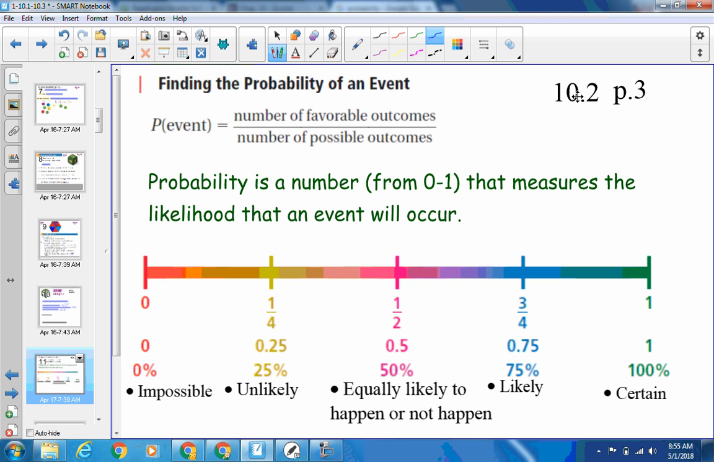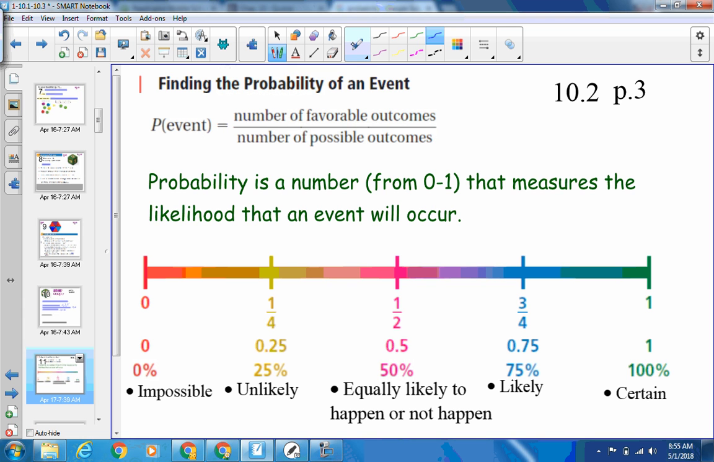Okay, so we're still in the booklet here. We're on page 3 now. We're up to 10.2 where we're going to figure out probabilities. So there's this fancy formula for finding probability. When it says P, that stands for probability.